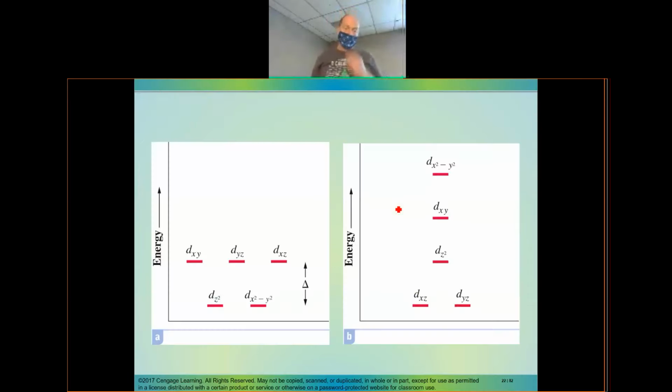All right, so here are the 5 orbitals. Now for your tetrahedral, we simply inverted our octahedral. Now we have 2 on the bottom, 3 on top. All right, so this is your tetrahedral. And this is your square planar.